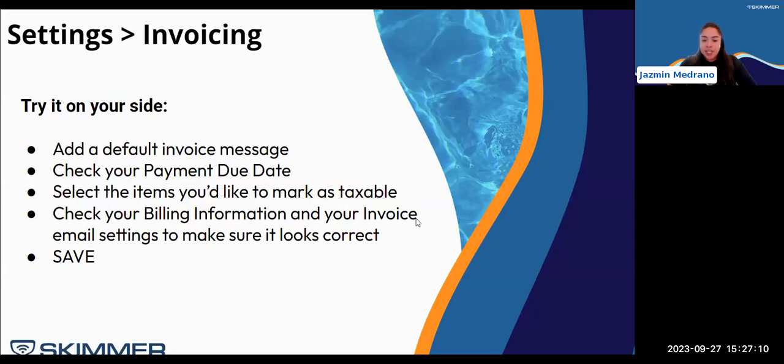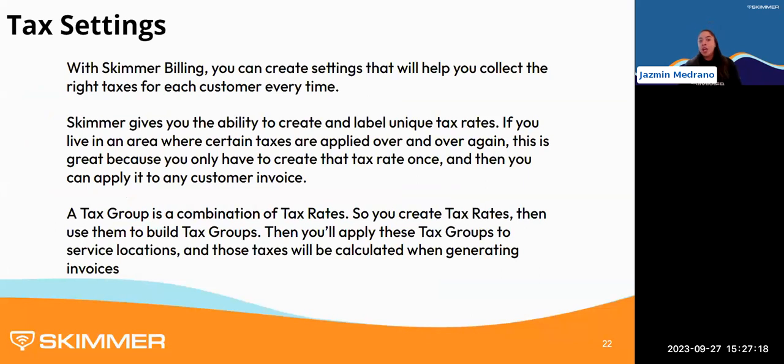All right, we got 2 more settings to go to, and then I promise it's almost over. Okay, so tax settings. With Skimmer Billing, you can create settings that will help you collect the right taxes for each customer every time. Skimmer gives you the ability to create and label unique tax rates. If you live in an area where certain taxes are applied over and over again, this is great because you only have to create that tax rate one time. And then you can apply it to any customer invoice.